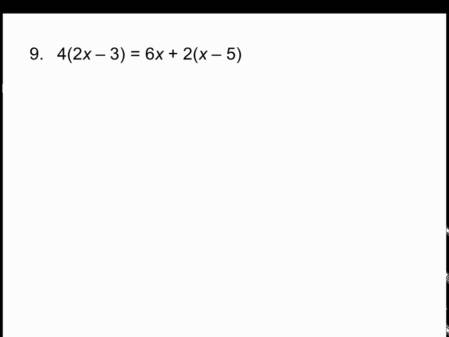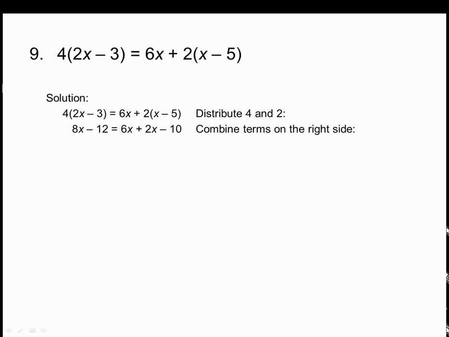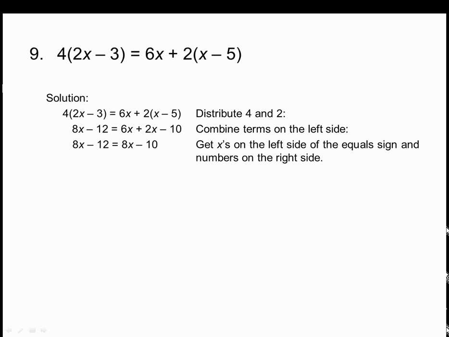Problem number 9. I have 4 times 2x minus 3 is equal to 6x plus 2 times x minus 5. Okay, no fractions to worry about, but I got to distribute the 4, I got to distribute the 2. So I'm going to have 8x minus 12 is equal to 6x plus 2x minus 10. Now on the right hand side, combine 6x and 2x. So I have 8x minus 12 equals 8x minus 10. Get x's on the left, numbers on the right.